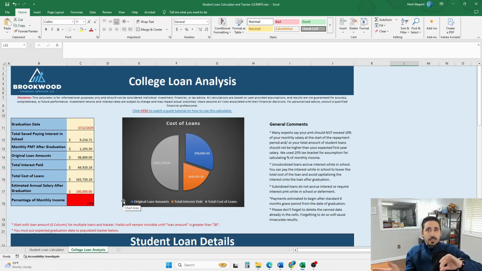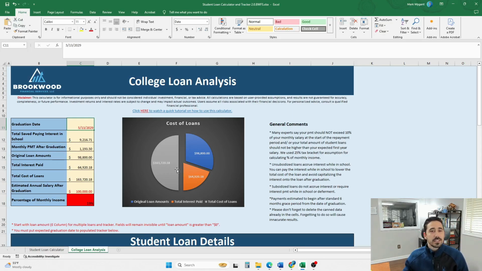There's a lot of similar attributes to that first tab, but this one goes a little bit more in depth and is utilized just a little bit differently. So I'll walk through all of that here as we go along. Similar to the loan calculator on the first tab, we have to have a graduation date. I put that in red. Again, everything in red needs to be filled out. The rest of this stuff right here is going to be populated for you as you fill out data down below in the sheet.